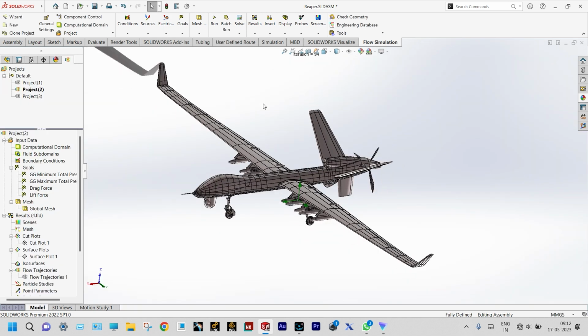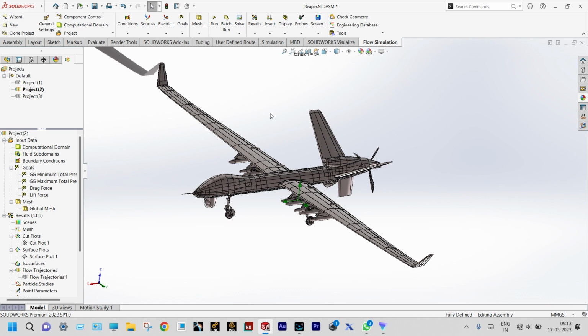This was a very simple analysis of a Reaper MQ9. This is a very popular drone in the US Army, and we have undergone a very simple aerodynamic analysis of this Reaper, and in this analysis we saw the dynamics of flow particles, and also we have seen the different cut plots of velocity and pressure from different planes. And as goal plots, we could see the maximum and minimum pressure developed, and also we could see the drag force and lift force as global goals.